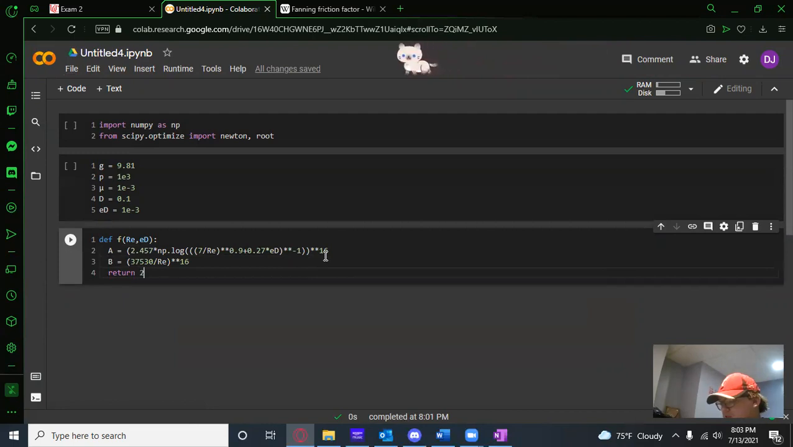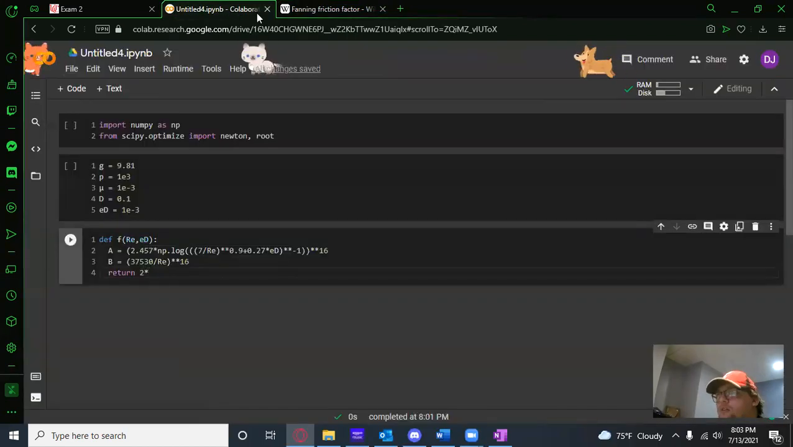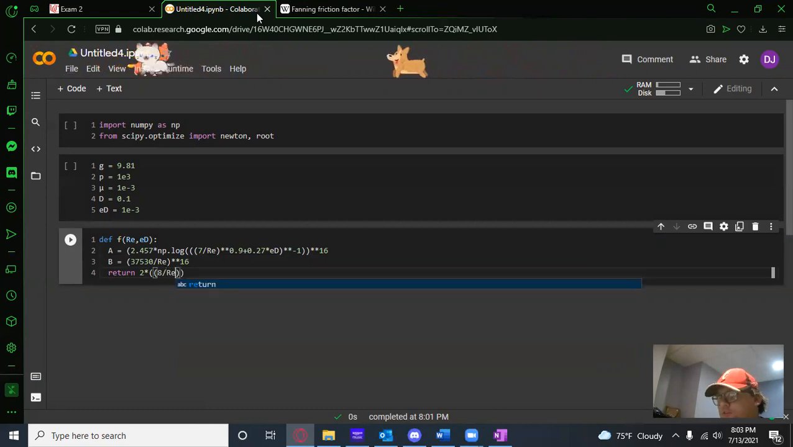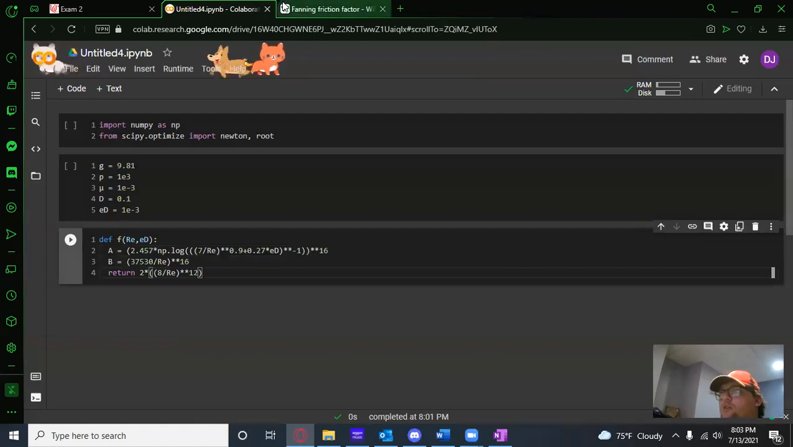And so our friction factor is going to be 2 times this expression, which is 8 over the Reynolds number raised to the 12th, plus a plus b raised to a negative 1.5. And all this is raised to the 1 over 12.